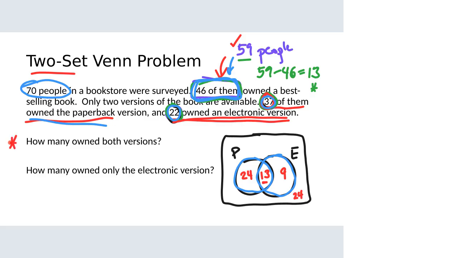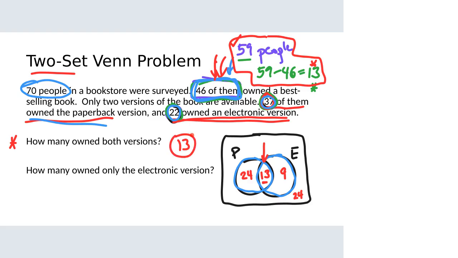The first question here said, how many own both versions? We've answered that. That was what we had to do up here when, okay, you're telling me there's 59 people with the book, but you're also telling me there's only 46, so 13 must have been counted twice. The ones that are counted twice, that's what goes here in region 2. Then we can finish the diagram the way we always have. How many own both versions? That's the 13 people that are in region 2.